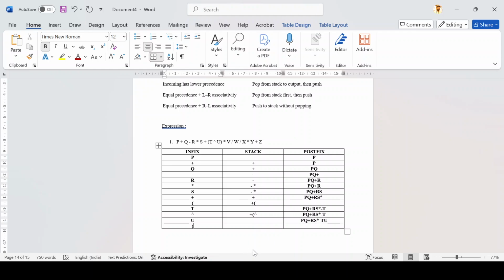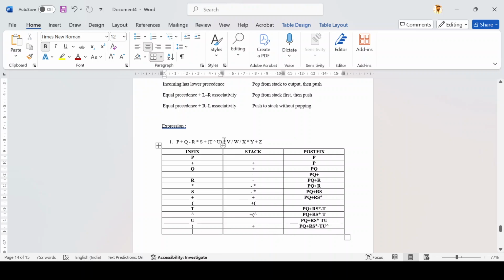Once the close bracket arrives, whatever operators are in the stack until the open bracket will get popped out. Until the opening bracket, we have only the exponential term that moves to the output side. So U and then the exponential term has been moved. So in the stack, I'll be having only the plus.